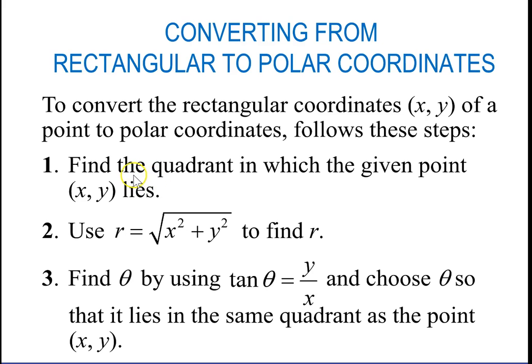So we've got to figure out the quadrant in which this given point lies. We'll figure out the r value using the x and y coordinates, squaring them, adding them, and taking the square root of them. And then here's a little problem. The angle measurement, we're going to use tangent theta equals y over x. Now the only issue that we have is when we do this, we have to figure out which quadrant it lies in so that we can adjust our angle measurement. And I think we've done that before.